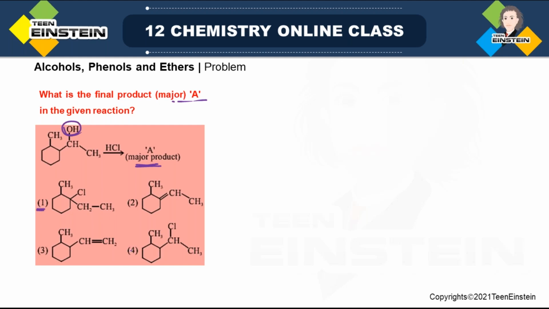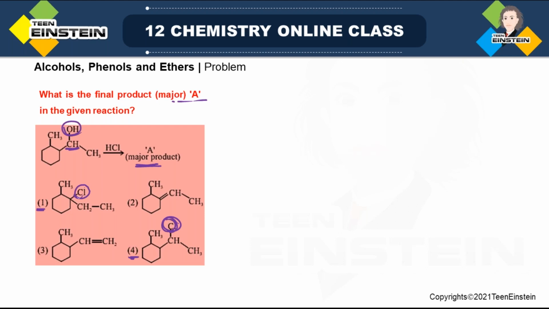option 1 and option 4, these two products are basically substitution. Simply OH is replaced by Cl. Though you can say that the position of OH is this carbon. So in the product you can see in option 4, OH is directly replaced by Cl, no rearrangement. But if you consider option 1, there is rearrangement, but the common thing is that 1 and 4 both are substitution.